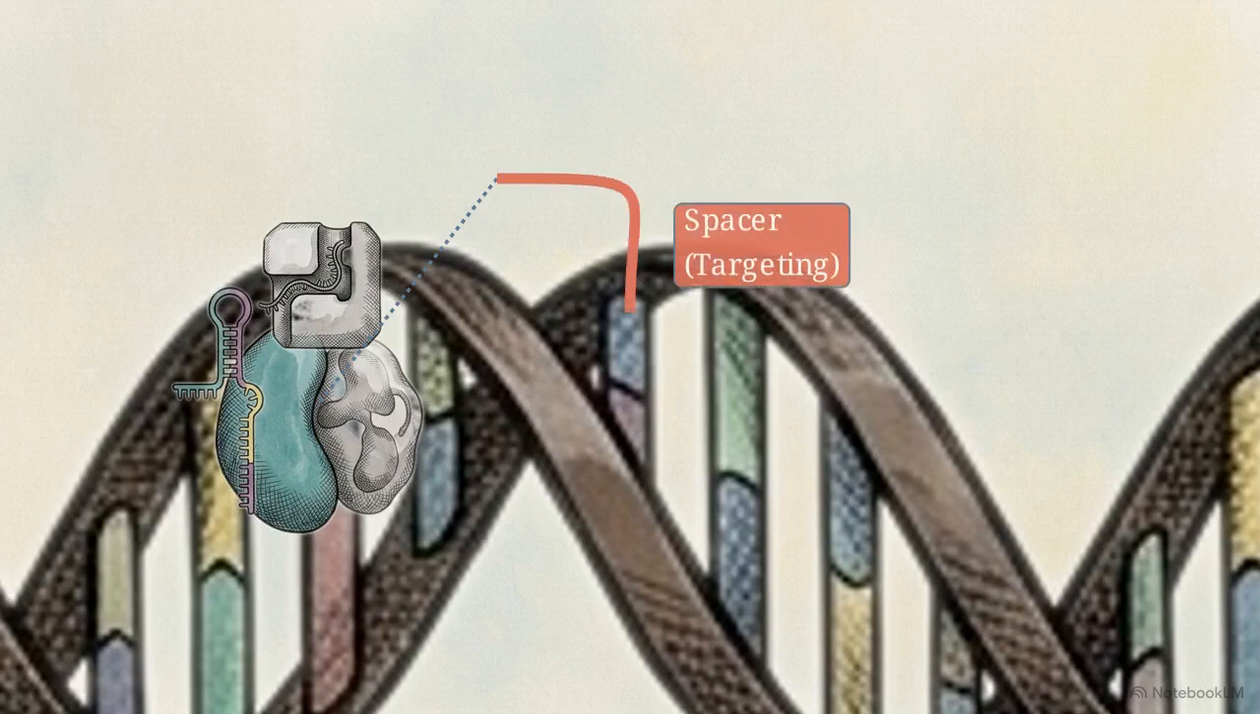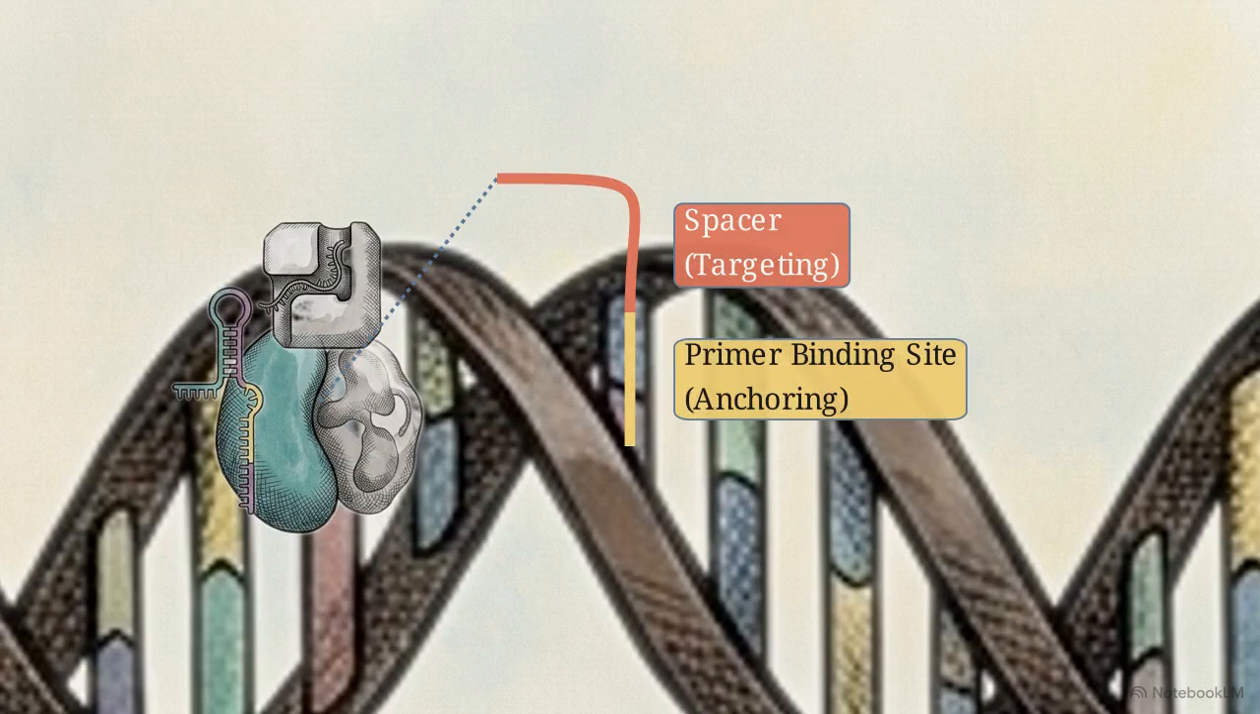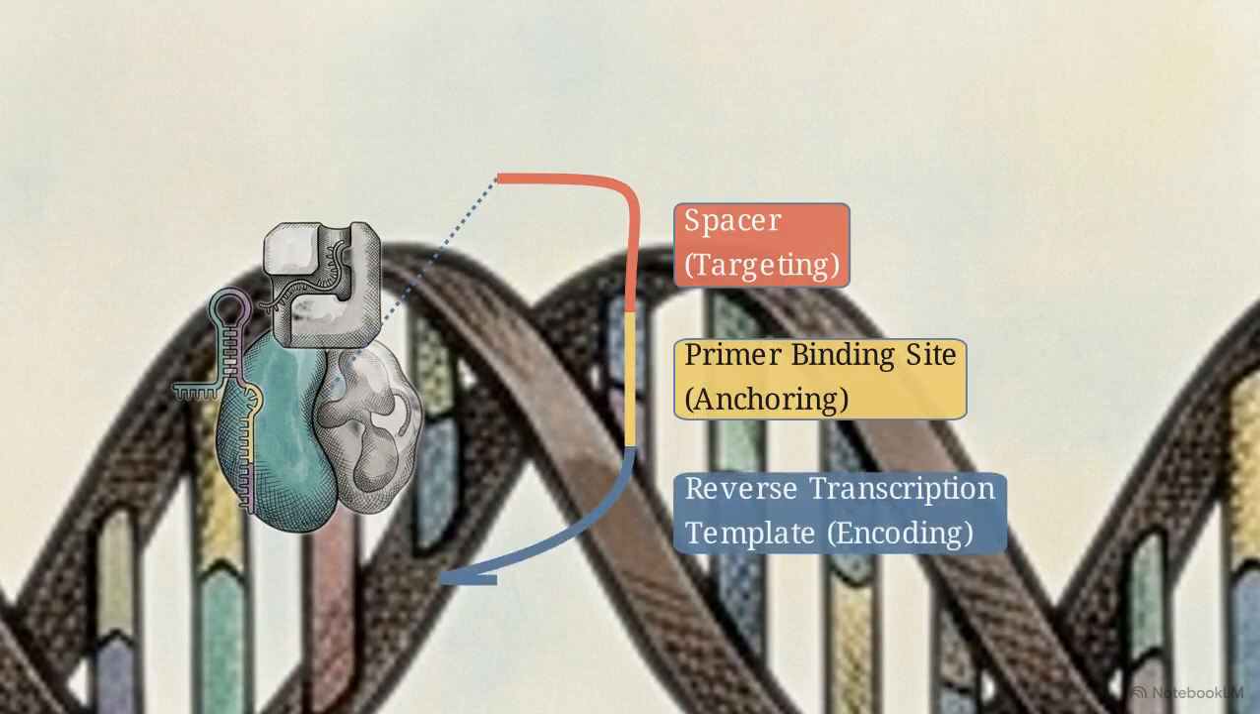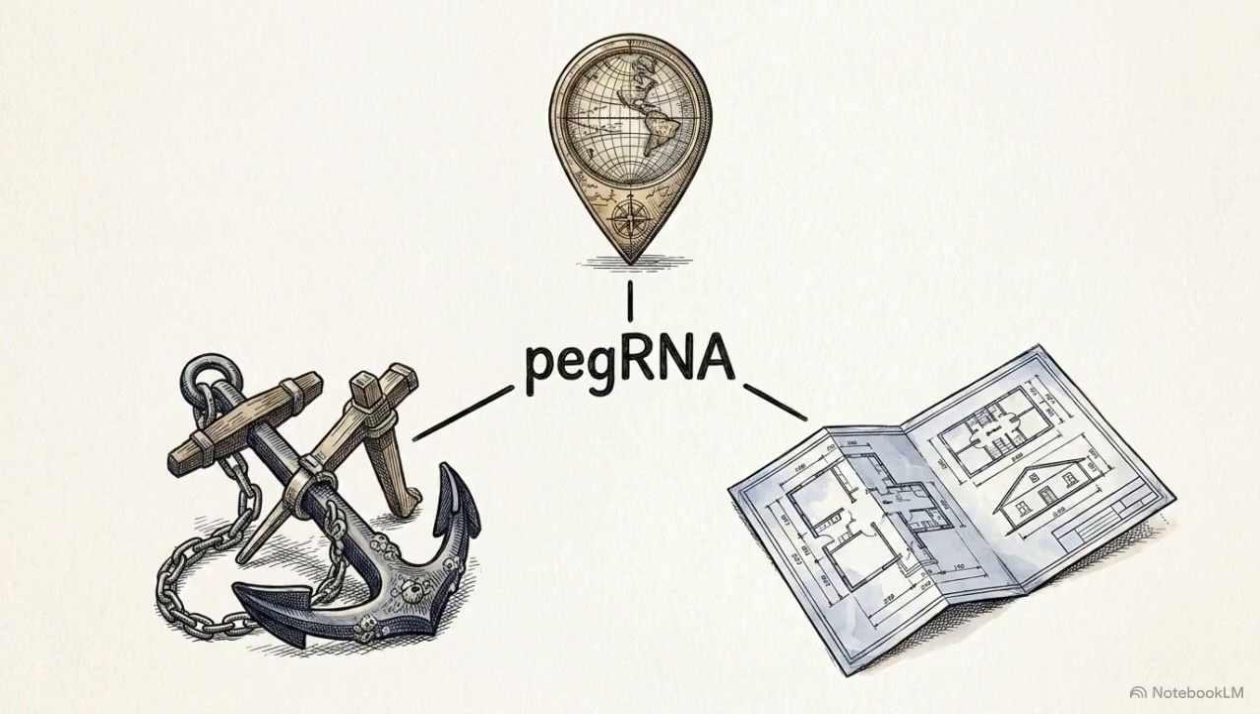Standard single-guide RNA is insufficient here. Instead, it requires a prime-editing guide RNA, or pegRNA. The spacer sequence directs the Cas9 nickase to the target locus. The primer binding site physically anchors the DNA. Finally, the reverse transcription template encodes the newly corrected genetic information. The pegRNA operates simultaneously as the genomic GPS, the physical anchor, and the blueprint for the new genetic code.